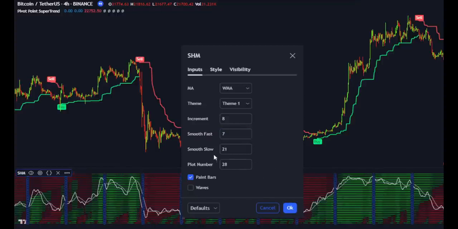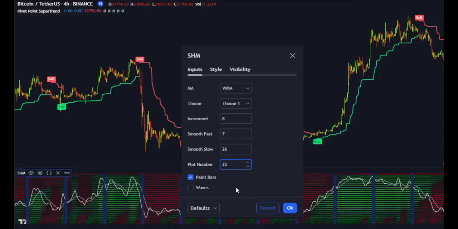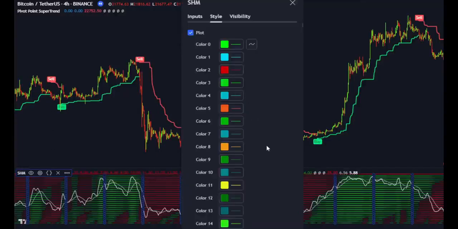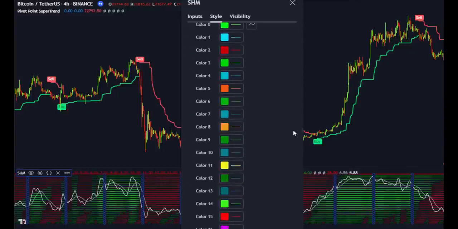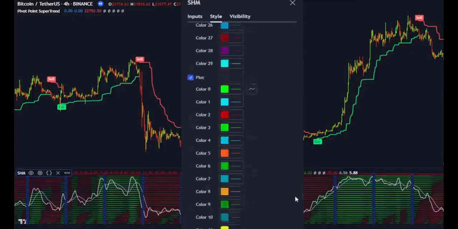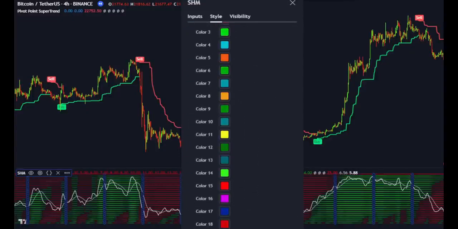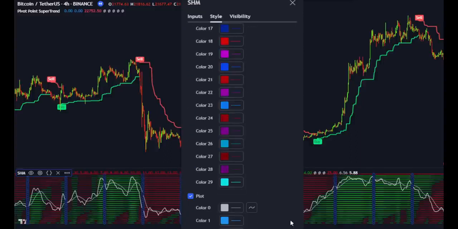In smooth slow we change from 21 to 26. In plot number we change from 28 to 25. And we uncheck paint bars. Now we go to style in this indicator. To change the style we are going to go to the end below. And we are going to stop before bar color in the last two plots.